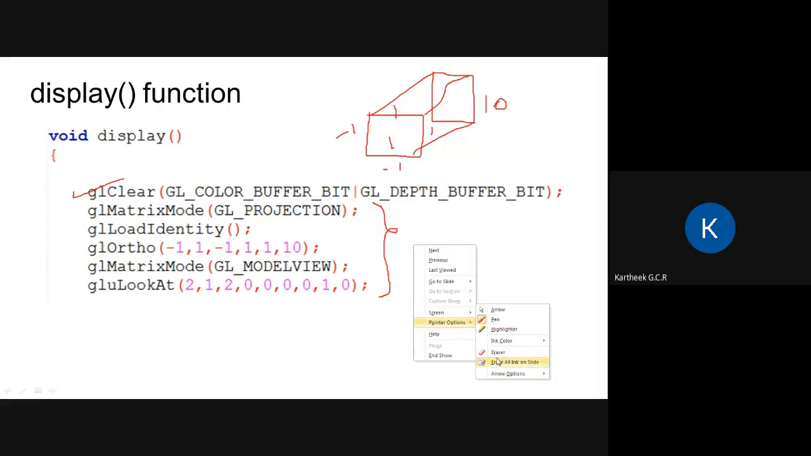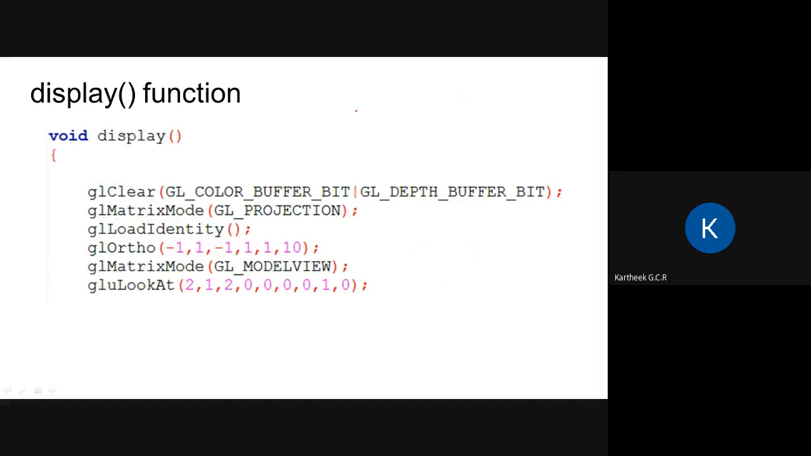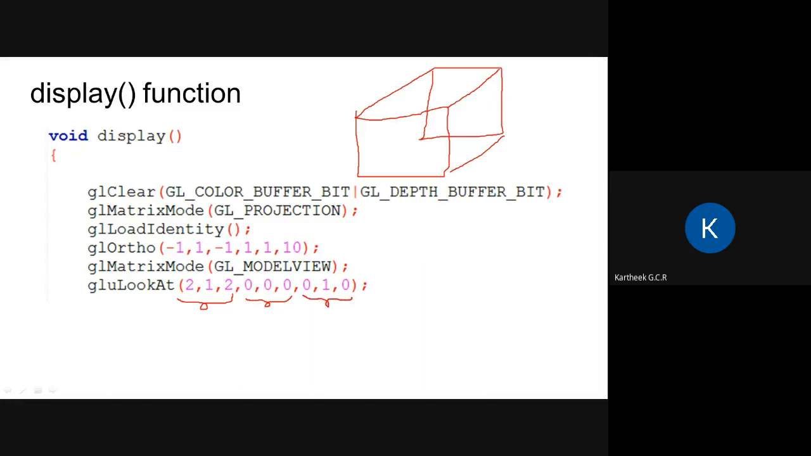Now imagine I have my scene like this. Take the center as the origin, right? You have three parameters. This is the camera position, right? And this is the lookat position. Ma'am had explained to you in the last lab about gluLookAt, and these last three parameters give us the up vector.